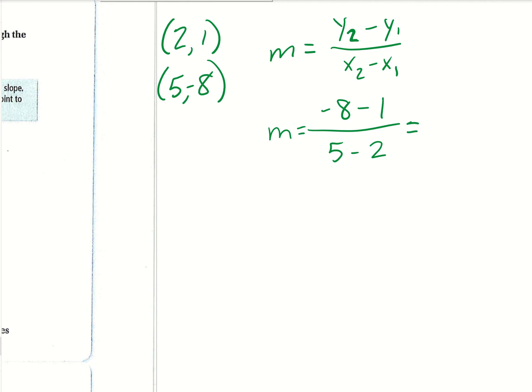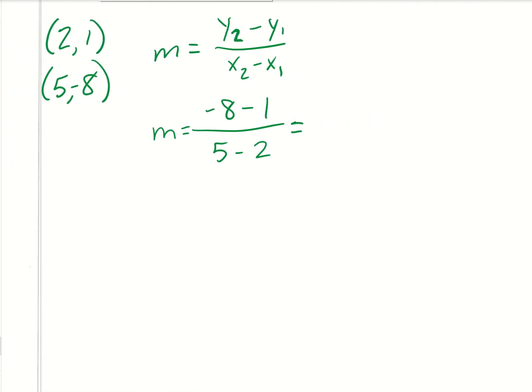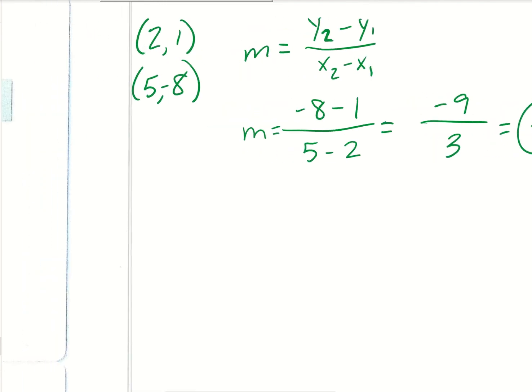All right, then I'm just going to simplify. Negative 8 minus 1 is negative 9. And that's going to be over 5 minus 2, which is 3. Negative 9 divided by 3 is negative 3. So there's our slope. Our slope is negative 3.